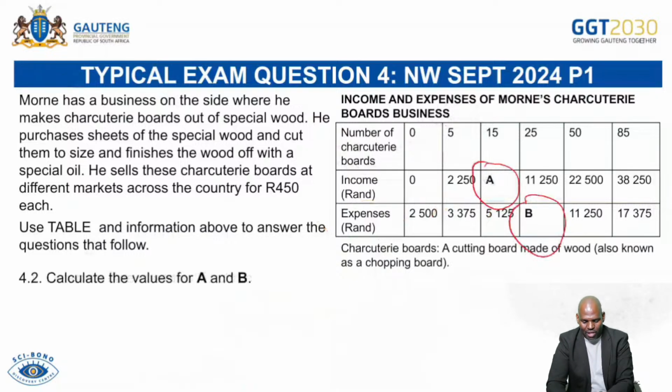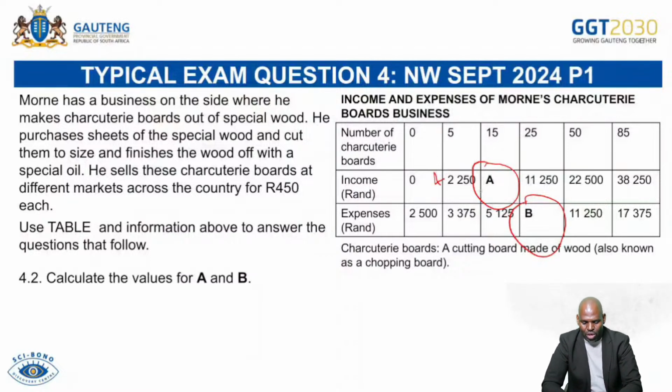So now in order to find the value of A, it means we must use the selling price. If we go back to our information, they say he sells these boards at different markets across the country for 450 Rand. We can just verify with this.